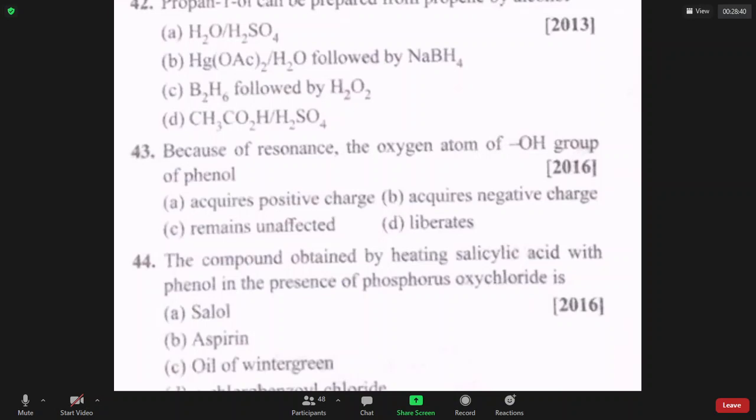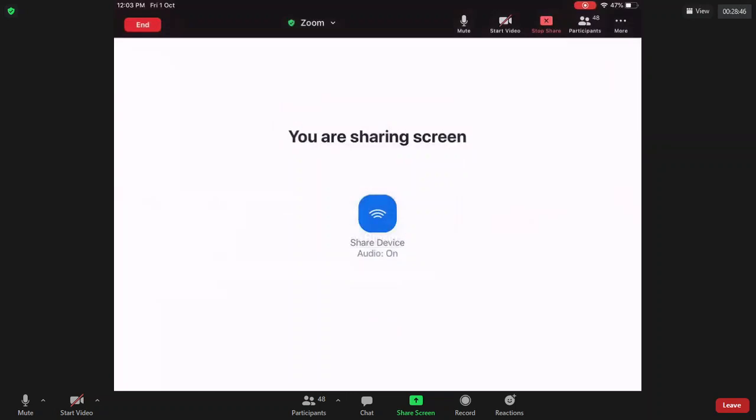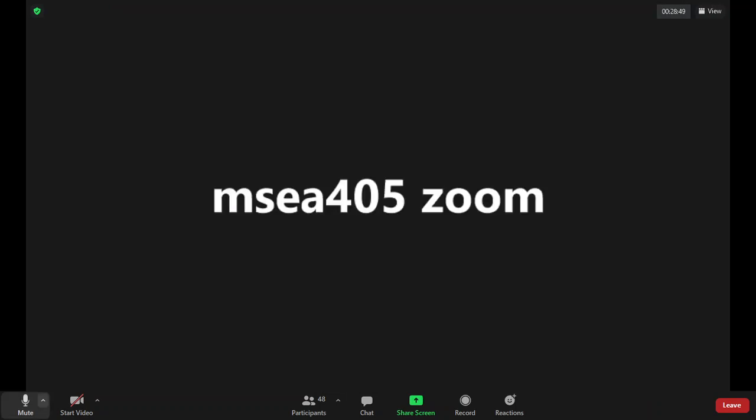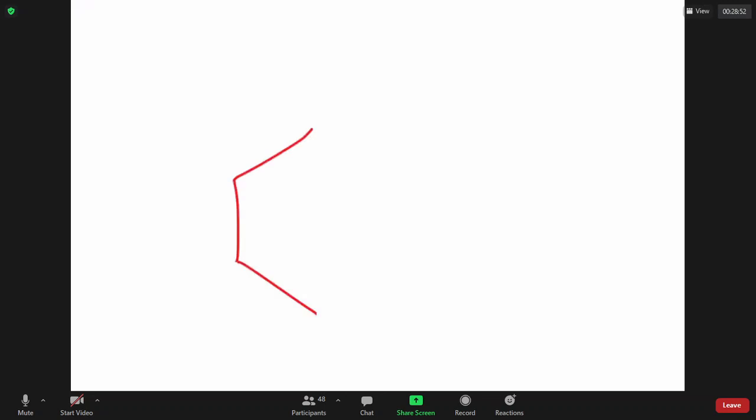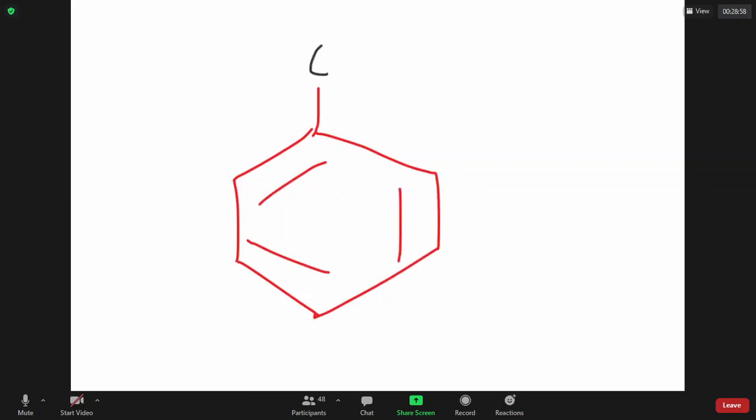Have you seen that resonance, or should I show you now? I am showing you to be on the safe side. This is your phenol. Let me use black color. The oxygen has two lone pairs. Can you see it? Now what happens is the pi electrons are taken by this carbon and it gets a minus charge. This carbon, which is losing the pi bond, will take away the lone pair. So due to resonance, the next form is like this.